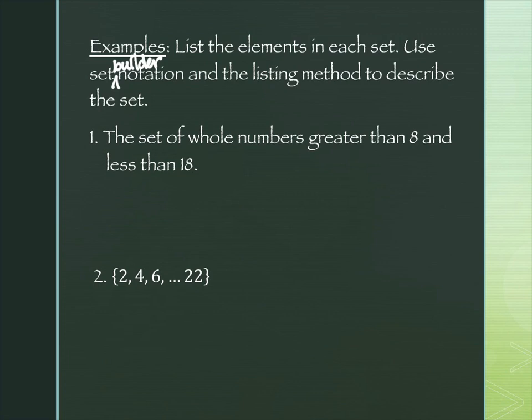Okay. So the first one is a description relating to numbers. It says it's a set of whole numbers greater than 8 and less than 18. And I'm going to do set builder notation, and I'm also going to do the listing method. I'm going to start with the listing method because that's the one that's most familiar to you. Okay, so we're going to literally list out all the values, the elements that fit into this description. So it says that they are whole numbers. Okay, so no decimals, no fractions, right? That's what it's saying. Whole numbers. And it has to be greater than 8 and less than 18. What's the smallest one I'm going to write down? 9. And I'm going to keep going up until I stop where? 17.